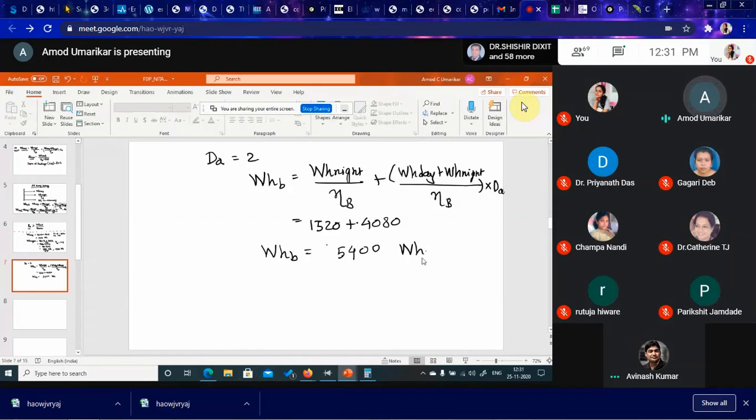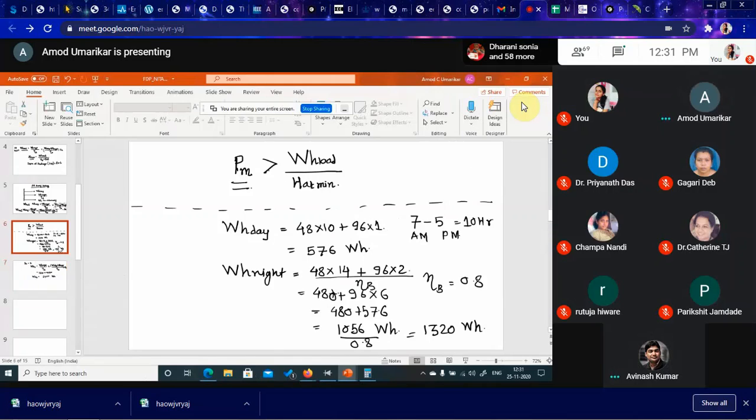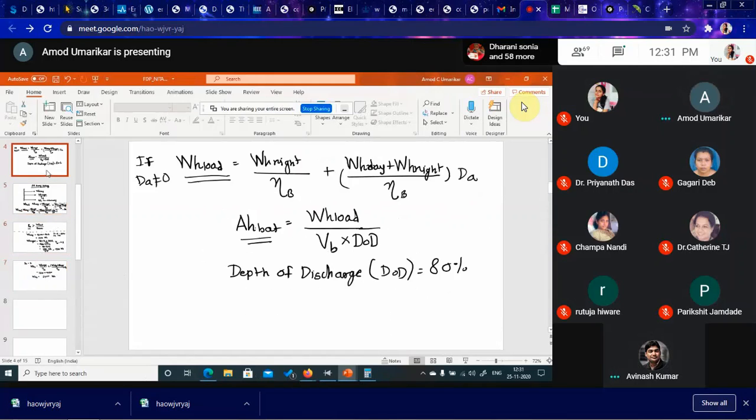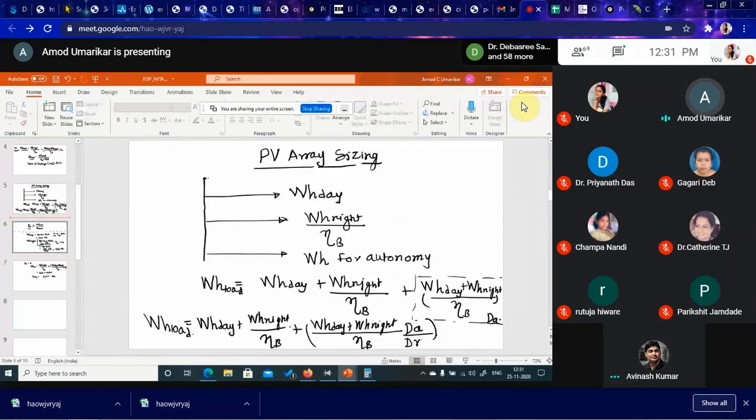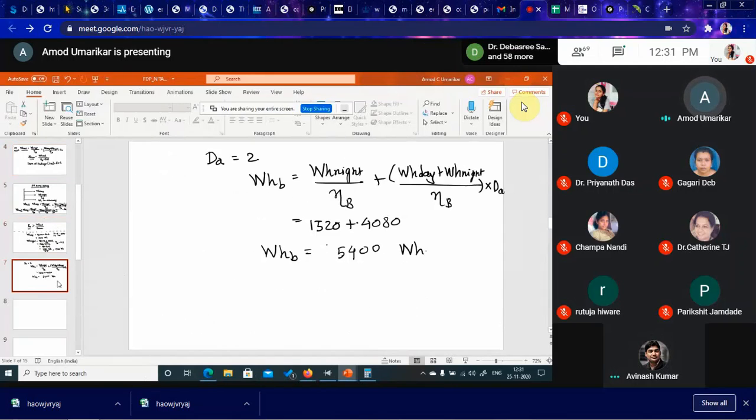So this is 5400 watt hour. Now what next? PV array sizing. We have now found out the battery. Now let us say that there is a 24 volt battery and a DOD of 0.8. So 5400 by 24 by 0.8. So this will be the ampere hour of the battery.